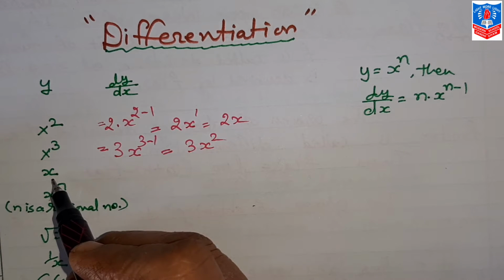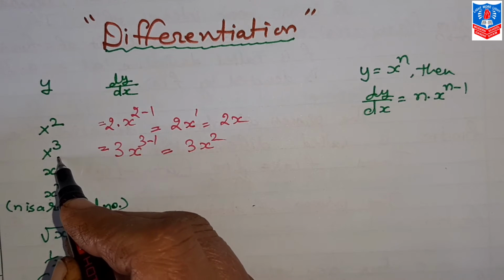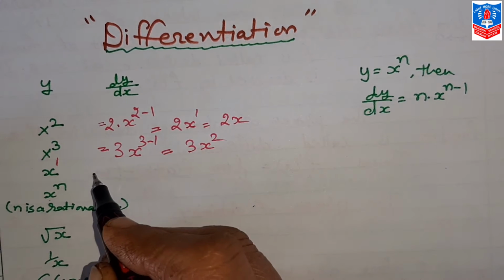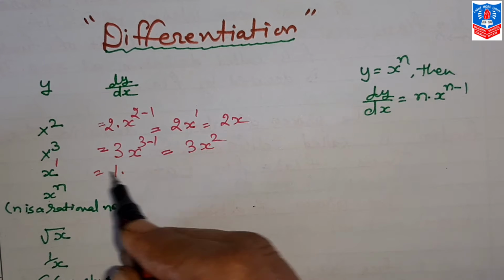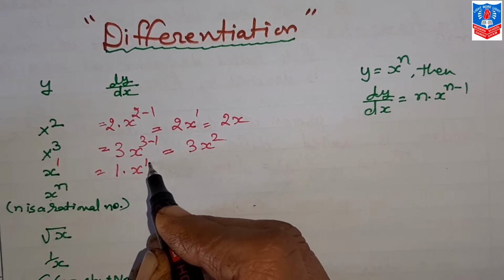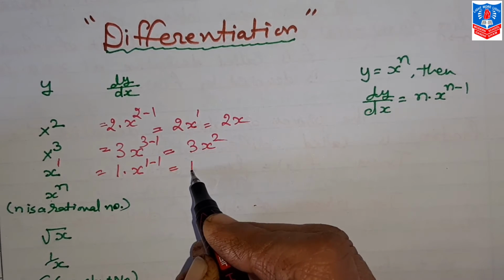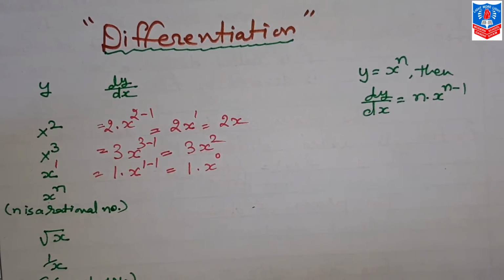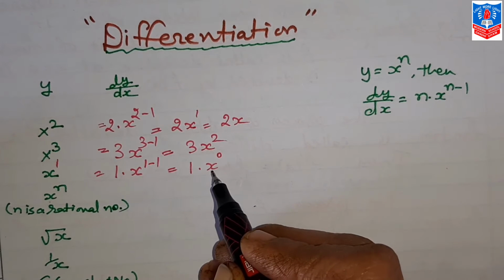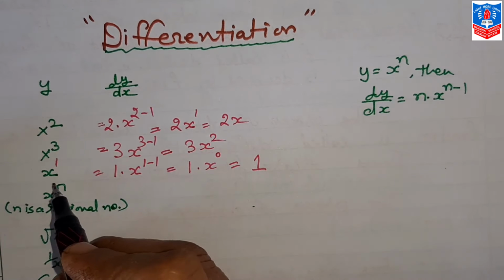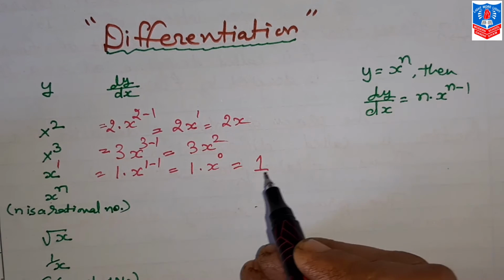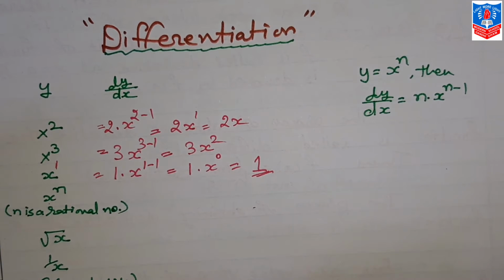Here only x. What is the meaning of this? Power, nothing is given. That means power is 1. So here n is 1 into x raised to 1 minus 1, so this will be x raised to 0. Now we know x raised to the 0 always comes 1. So derivative of x is 1 only.